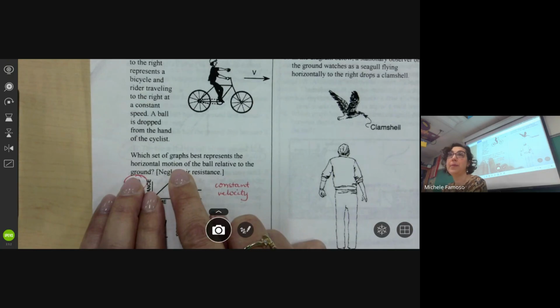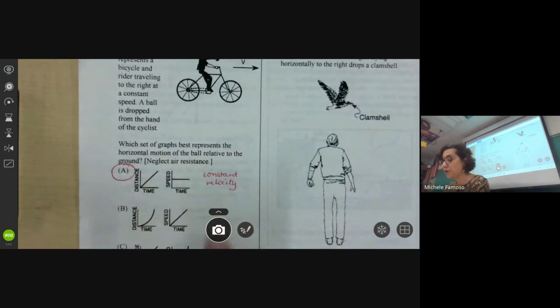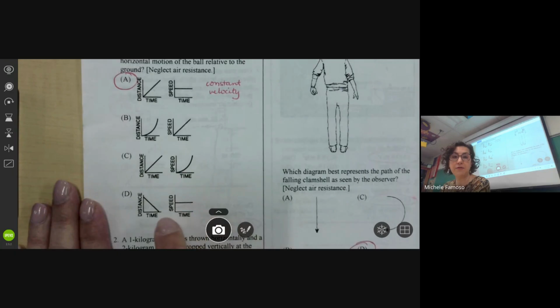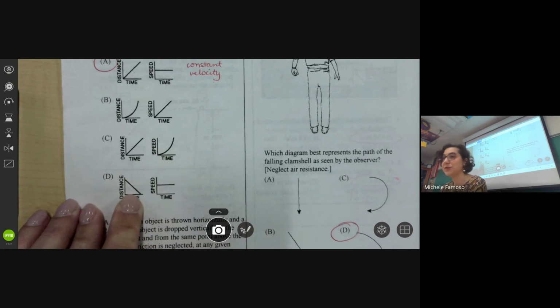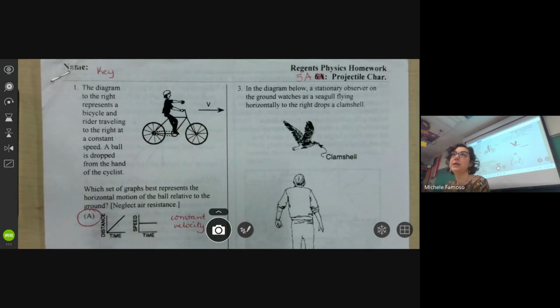That's our gravity-free path. In the gravity-free path, we travel with a constant velocity, in this case, to the right. So which one of these graphs shows us moving to the right with a constant speed? It's graph A. It is not graph D, which would be the other one you might think about, because this one shows us going left. That ball is not going to go to the left. It's going to go to the right with the bike for a period of time and then down. Anything else you would like to ask about?